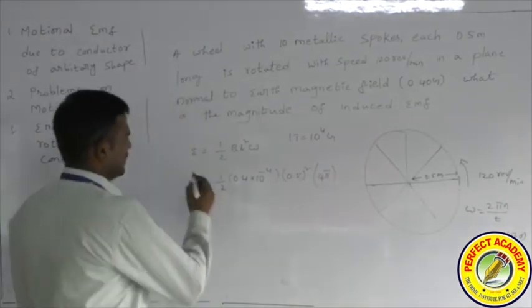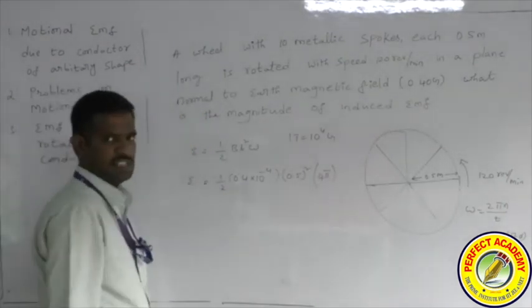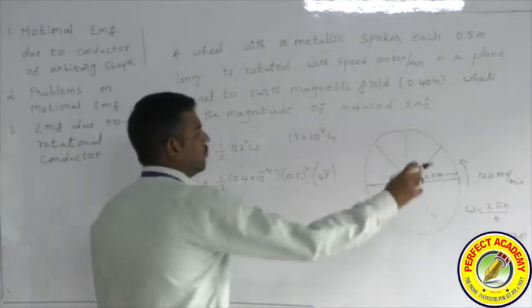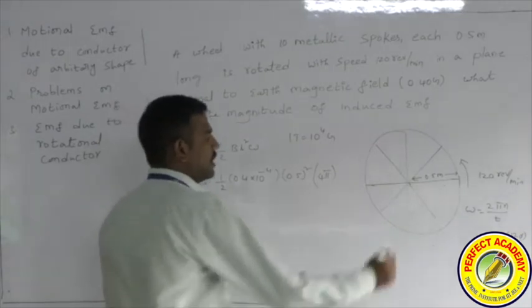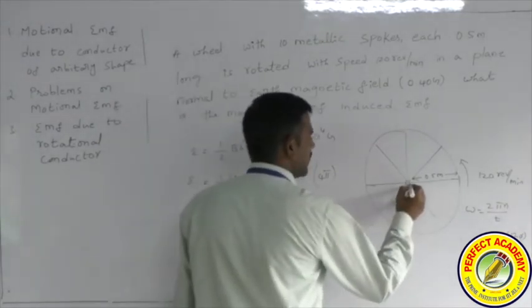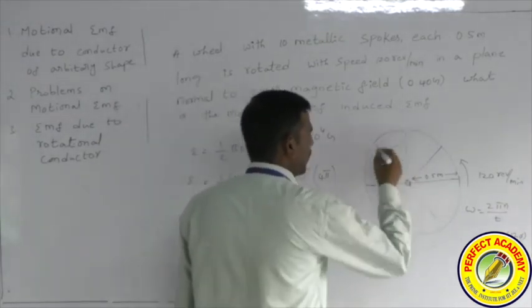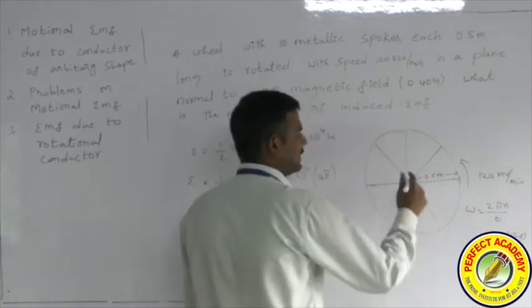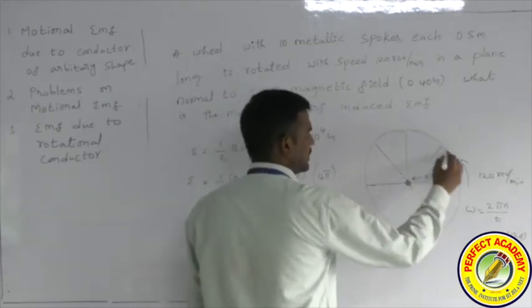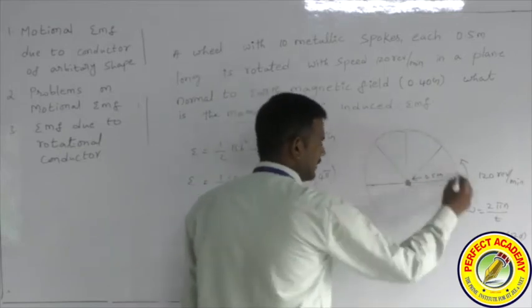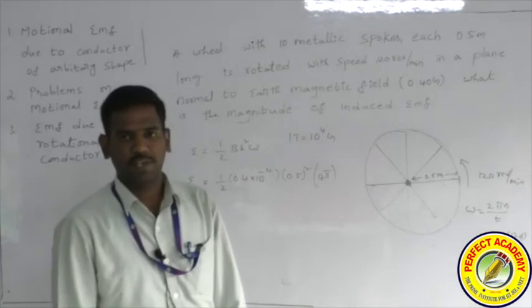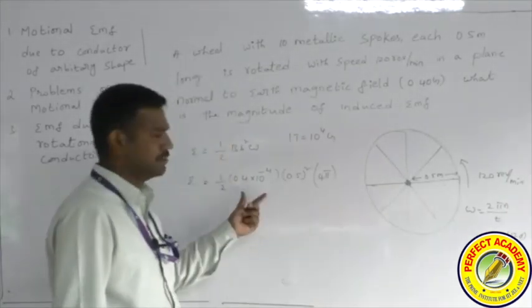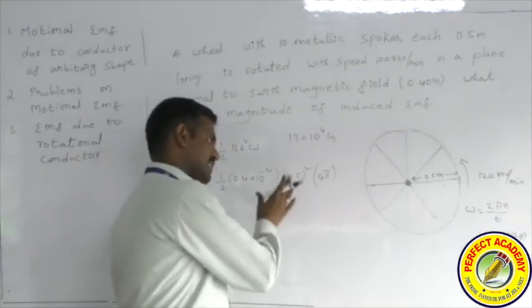By simplifying this one, you will get the induced EMF. Now, what is the total induced EMF between the center of the axle and the rim, with the 10 spokes connecting them? Will it be 10 times this value? No, it will be this value only.